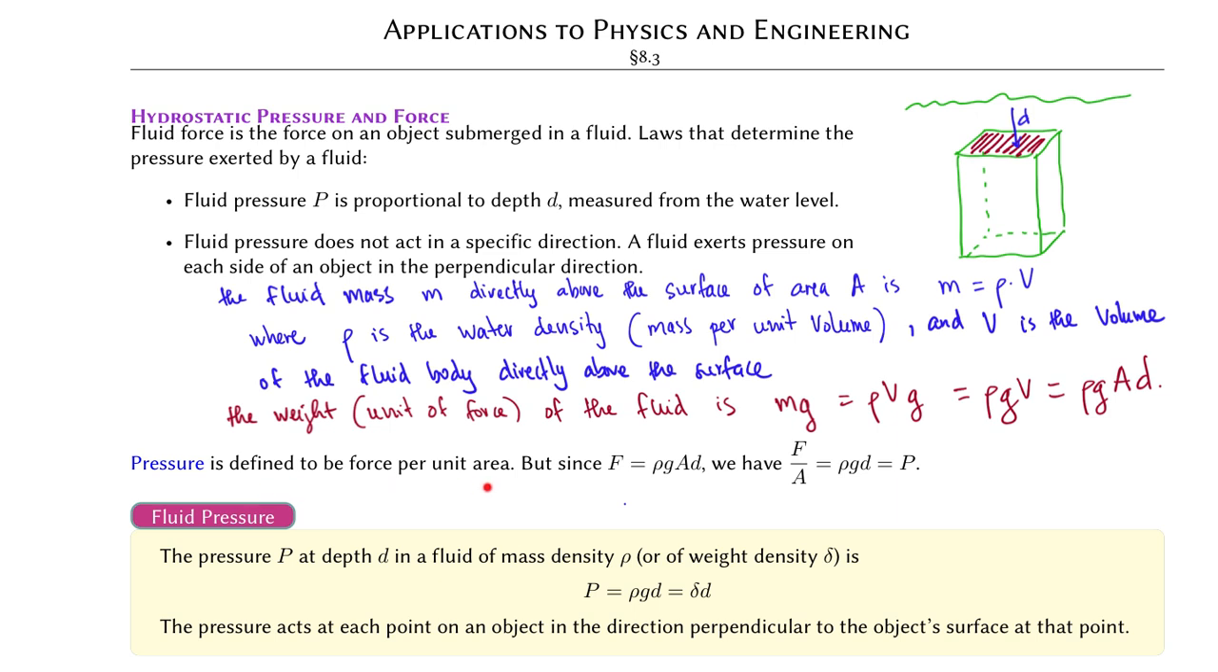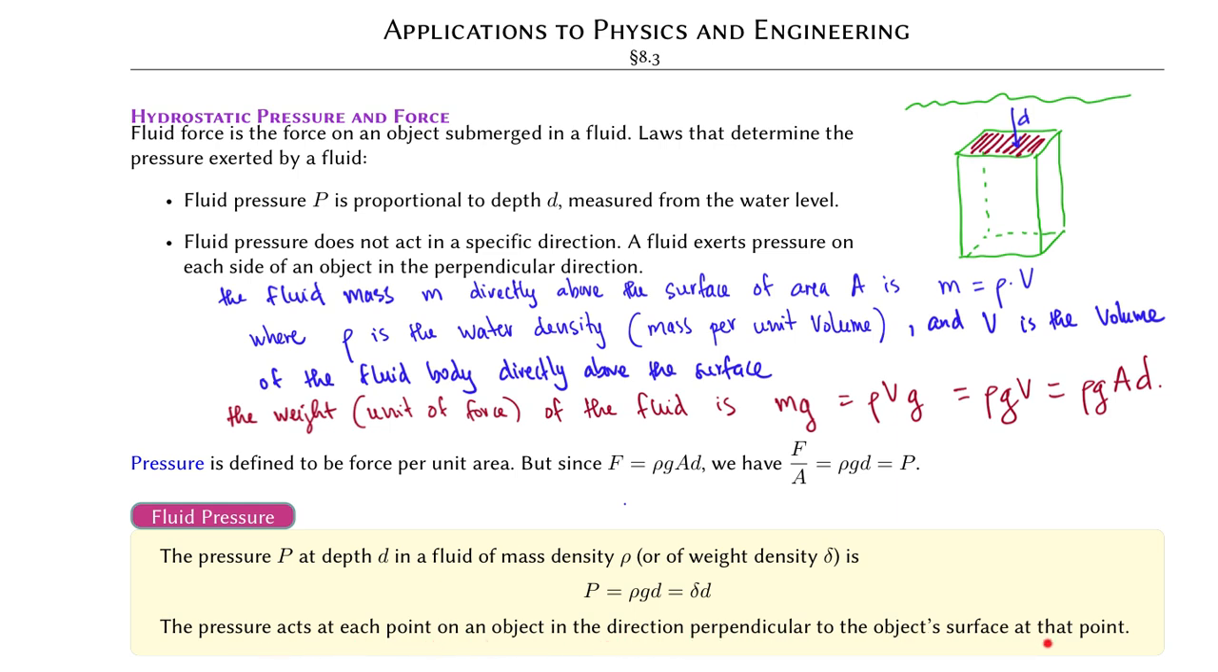Pressure is defined to be the force per unit area, but the force is rho g A d, and so the pressure is rho g A d over A, which is rho g d. To summarize, the pressure P at depth d in a fluid of mass density rho or weight density delta is P equals rho g d or delta d.